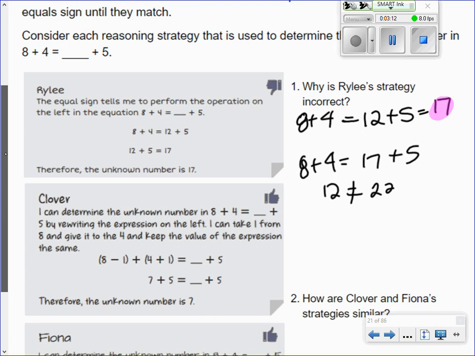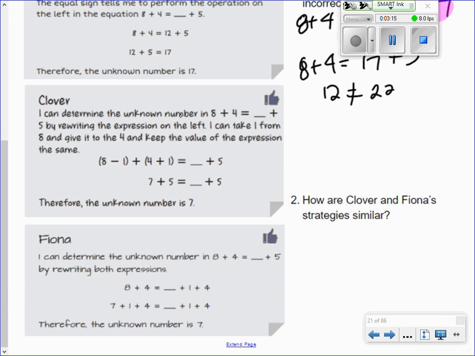Let's take a look at Clover's and Fiona's. Clover says, I can determine the unknown number in 8 plus 4 is equal to something plus 5 by rewriting the expression on the left. I can take 1 from 8 and give it to 4 and keep the value of the expression the same. Okay, so all she is doing is she sees a 5 on the right-hand side. She's like, well, I know that I can make 4 into 5 by adding 1. But we can't just add 1 to my equation. My two numbers, or whatever I'm adding over here, always has to equal 12. So if I want that to happen, I'm going to turn my problem into 5 plus 7.